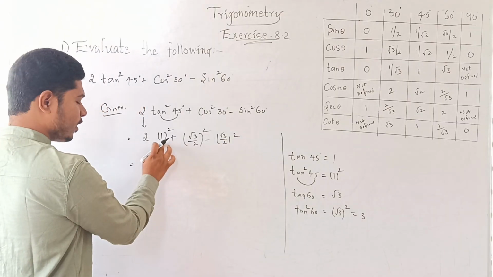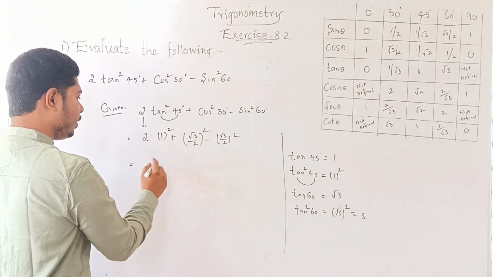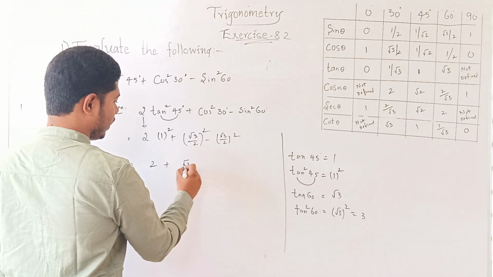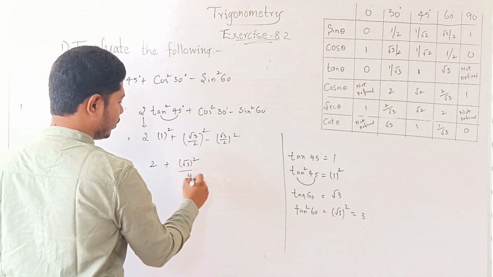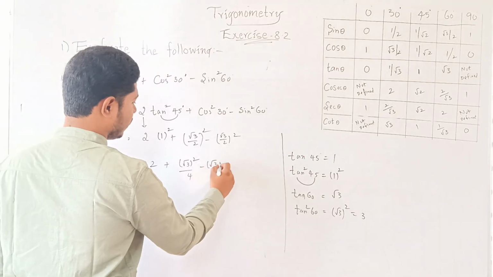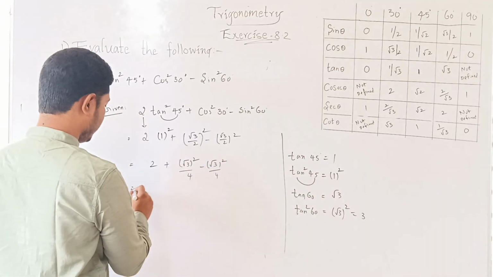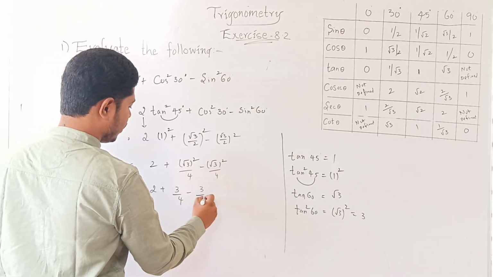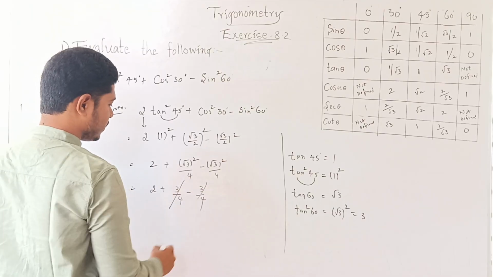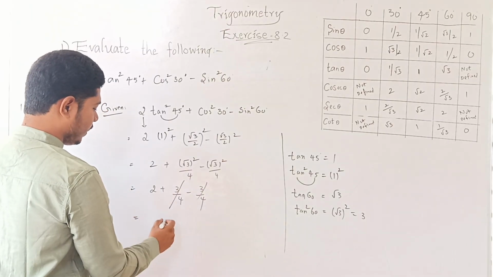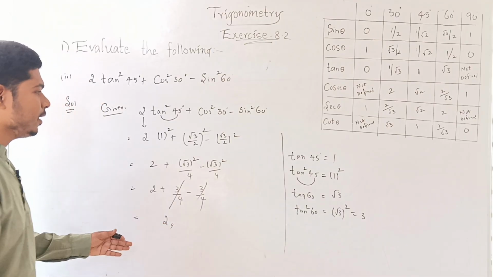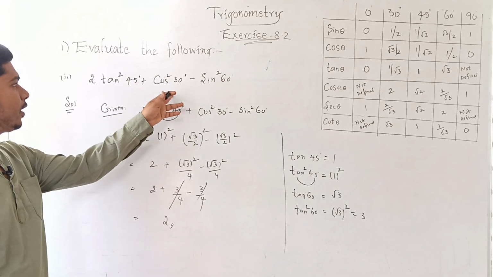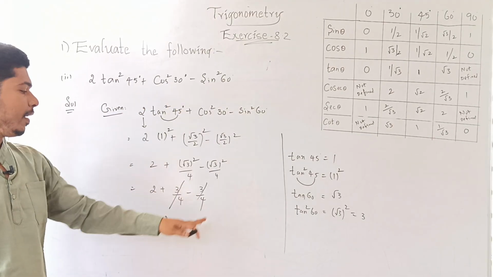Then 1 square is 1, 2 into 1 is 2, plus root 3 square by 4 minus root 3 square by 4. Then 2 plus 3 by 4 minus 3 by 4. I will simply cancel this plus 3 by 4 and minus 3 by 4. Then the required answer is 2. This is the required answer for the second question. The question is 2 tan square 45 plus cos square 30 minus sin square 60. The value of this question is 2.